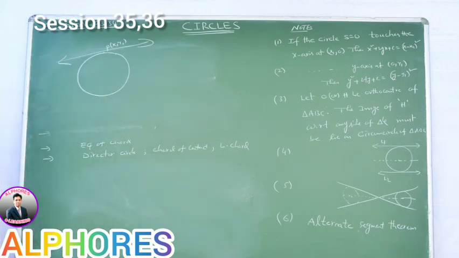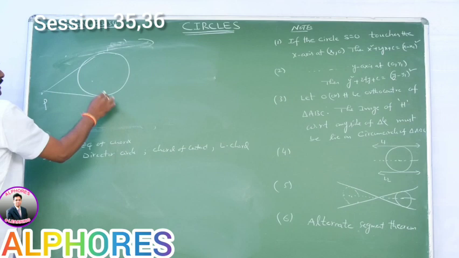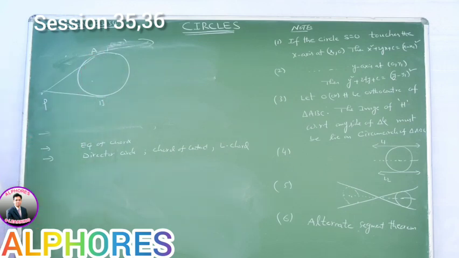If the point lies external to the circle, that means exterior to the circle, then we can draw two tangents. If the point lies on the circle, we can draw only one tangent. If the point lies inside the circle, the number of tangents is equal to 0. If the point lies outside the circle, then we can draw two tangents, PA and PB. In this case, PA is equal to PB.